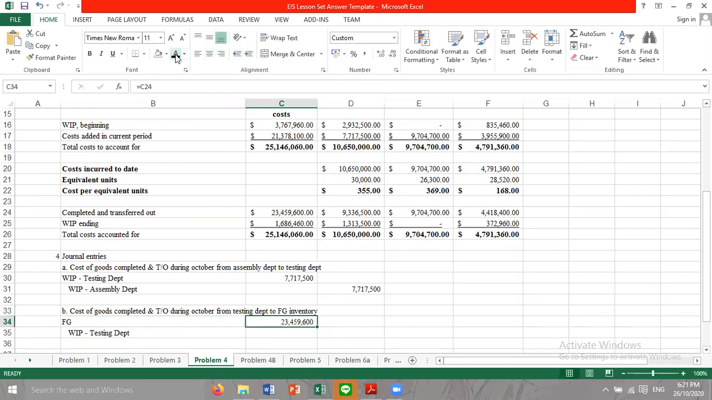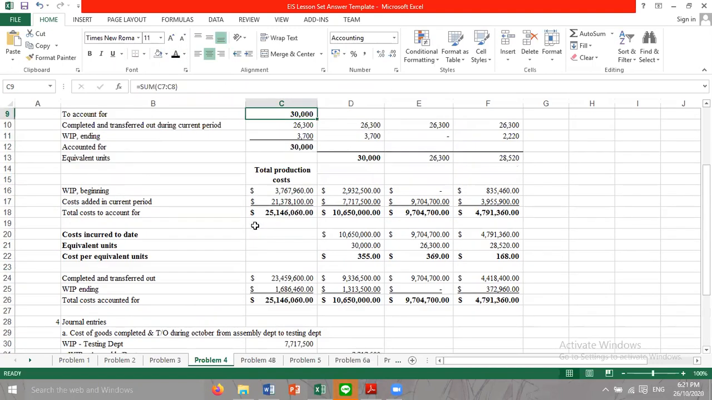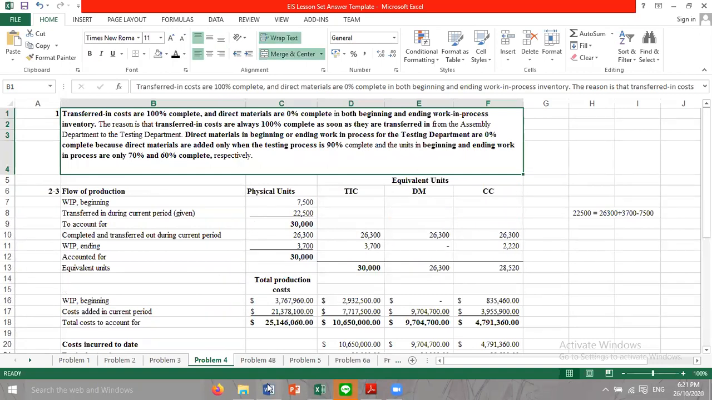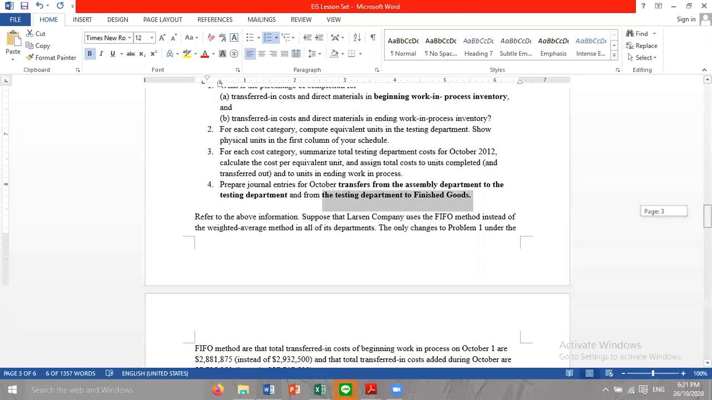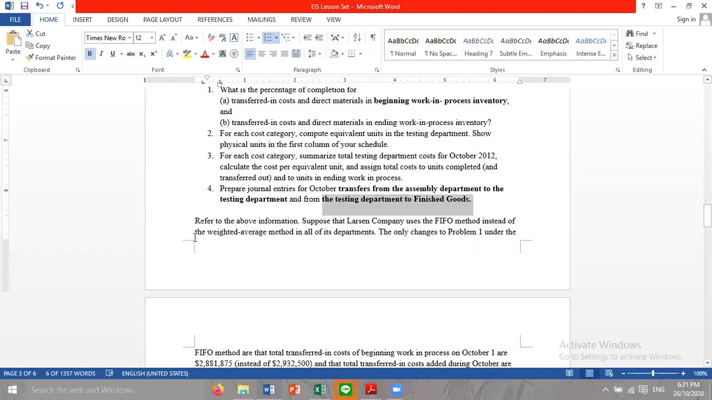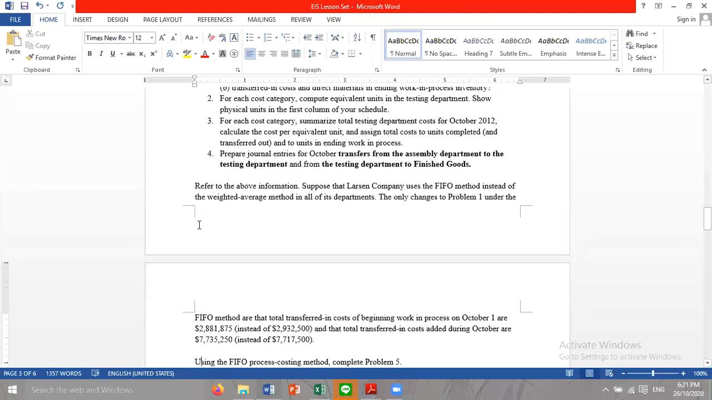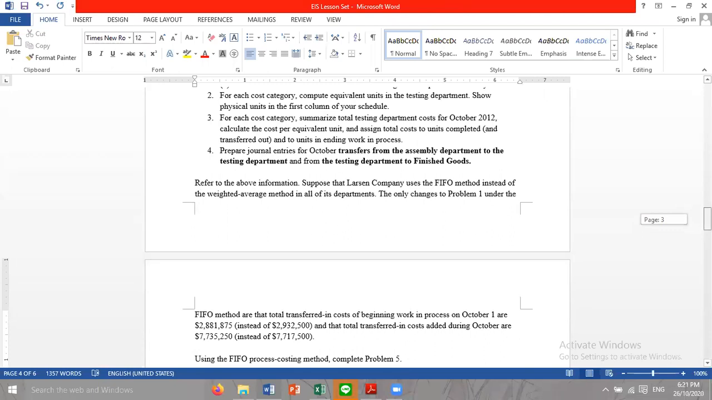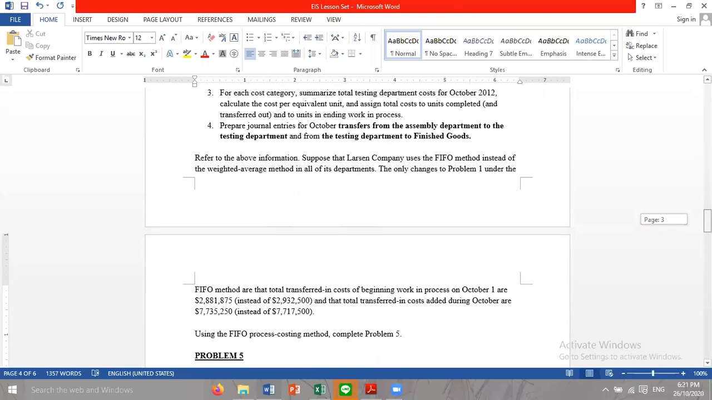In this case, it's equal to the total cost completed and transferred out, 23,459,600. Same thing here. All right, that's for problem 4A. Are there any questions so far, maybe? No? Okay. Feel free to interrupt if you have any question. So that's for weighted average.